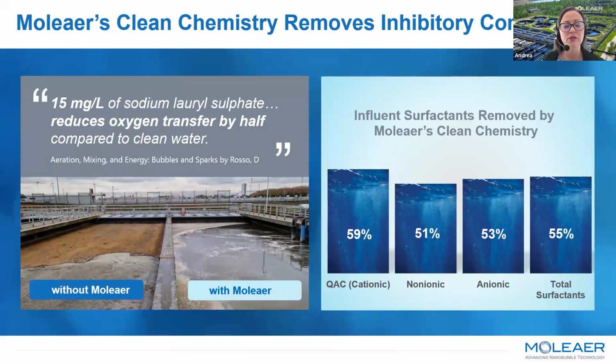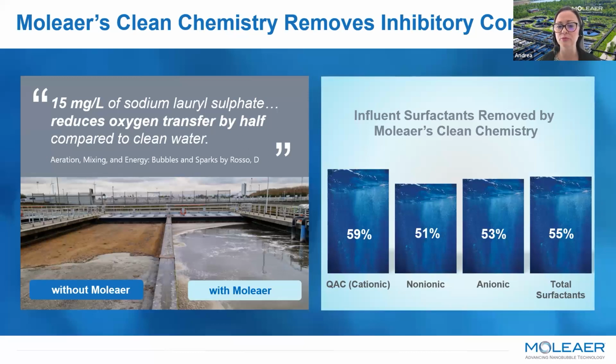We go back to the impediment of oxygen transfer by sodium lauryl sulfate. At just 15 milligrams per liter, it reduces the oxygen transfer by half, meaning that that aeration system needs to be twice the size in order to deliver the oxygen required by the process.